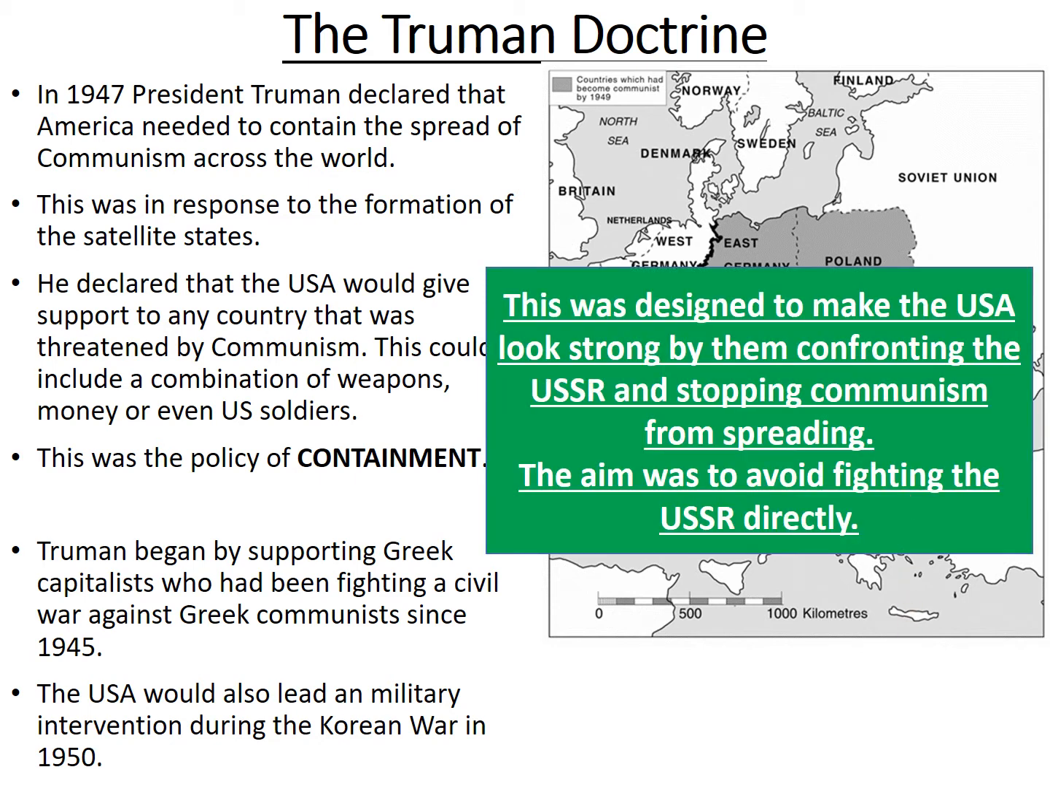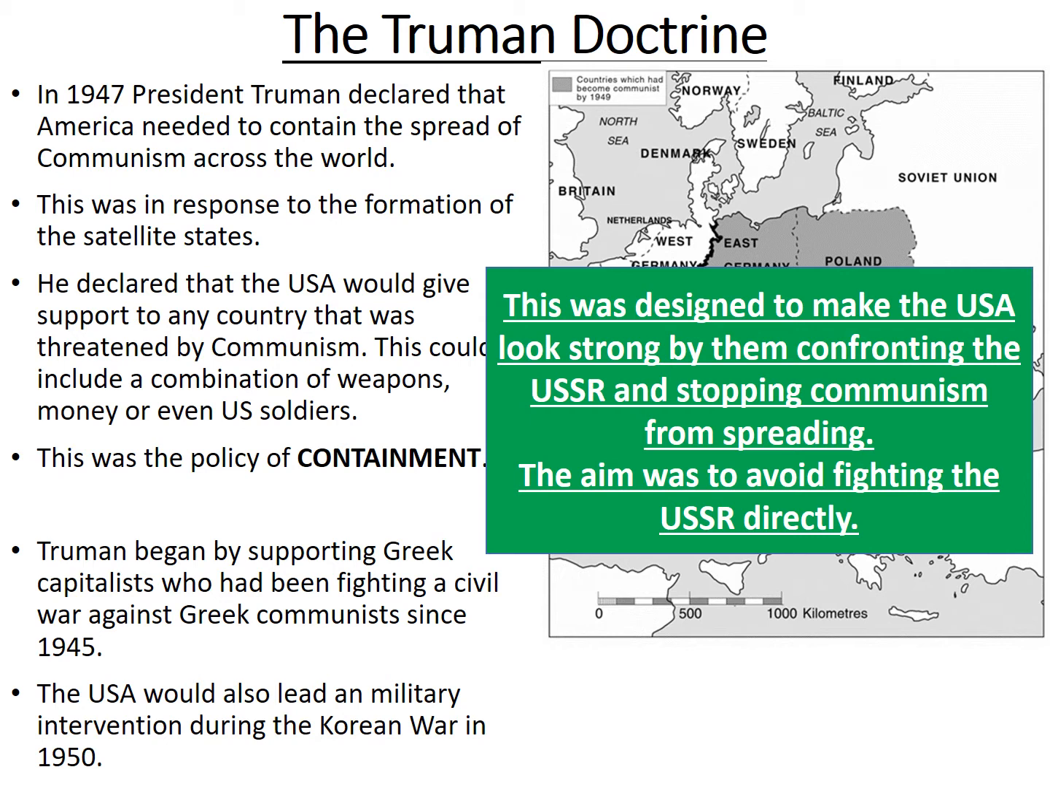These were both examples of differing forms of containment, but both ways that the USA stopped communism from spreading. It's designed to make the USA look strong because they're going to confront the USSR. Remember, in the long telegram, George Kennan had said that communism could be stopped from spreading if the USA was willing to be tough and willing to stand up to Stalin and confront him.